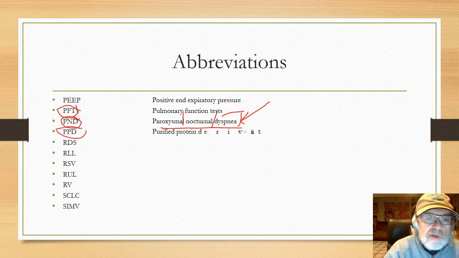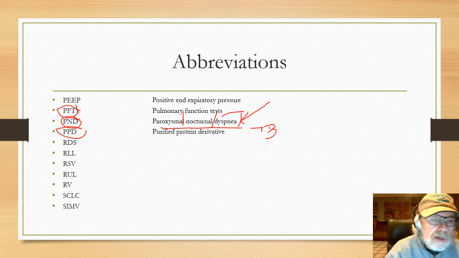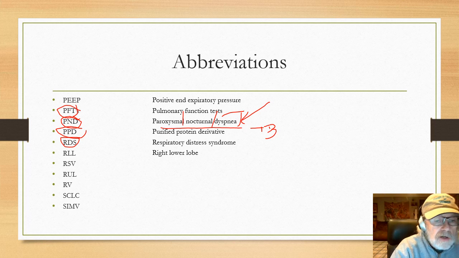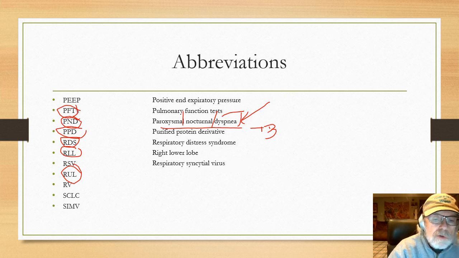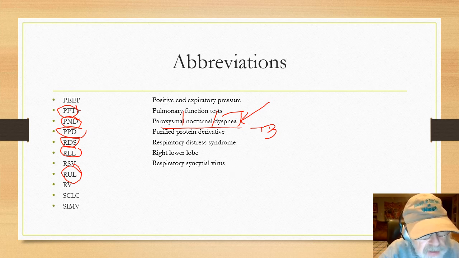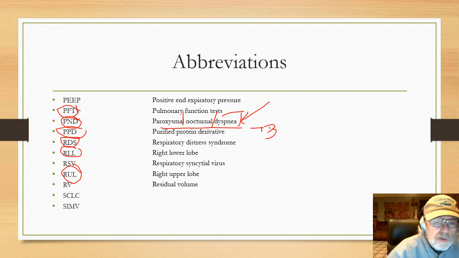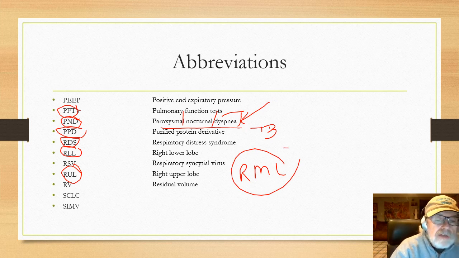PPD, purified protein derivative, that's the TB test we talked about before. RDS, respiratory distress syndrome, like the ARDS. RLL, RUL, right lower lobe, right upper lobe. RSV, respiratory syncytial virus. It's a virus that does cause a significant lung infection. I do know one child that died from RSV. So right upper lobe, and we have a right middle lobe too, so right ML. RV, residual volume, that's a pulmonary function test.